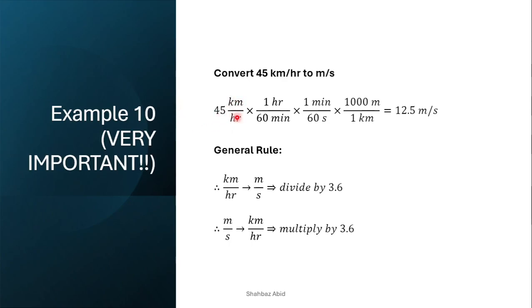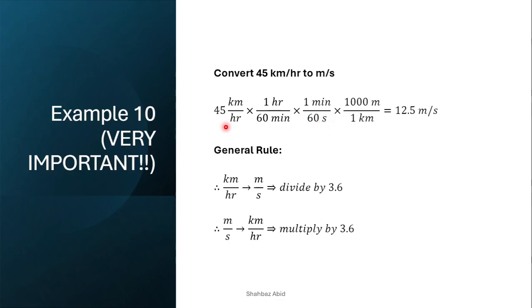So 45 km/h multiplied by 1 hour has 60 minutes. So our hour cancels out. We actually reach minutes. Now 1 minute is equal to 60 seconds. So 1 minute is 60 seconds. So minute will cancel out. My desired unit is achieved, which is second, and in the denominator.